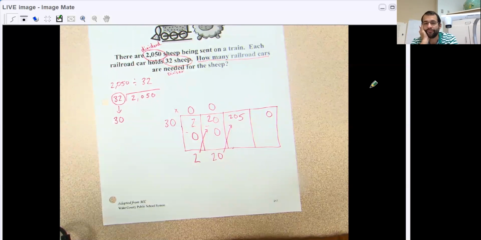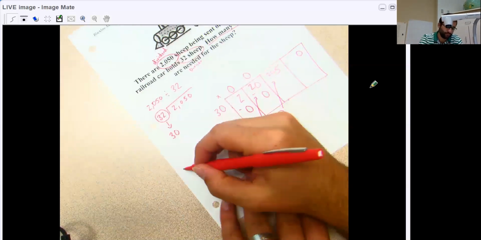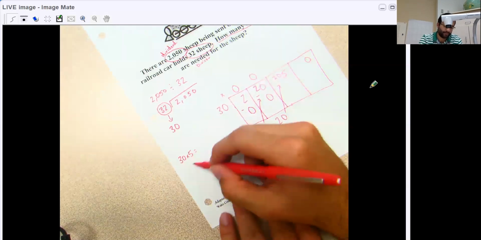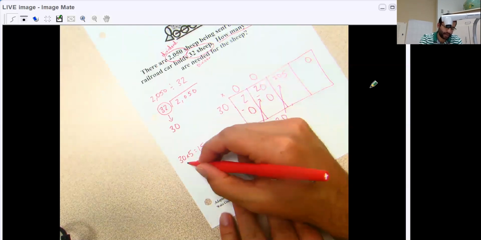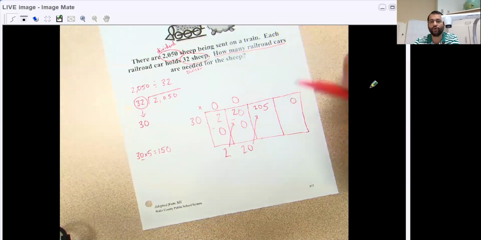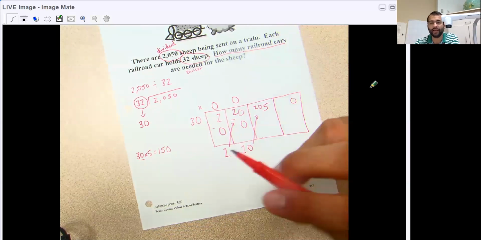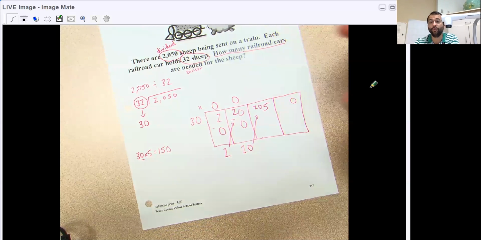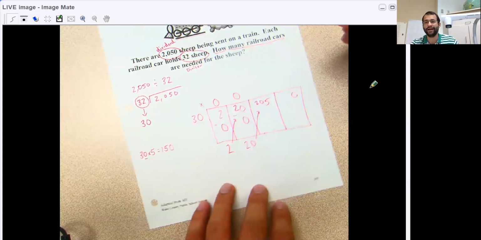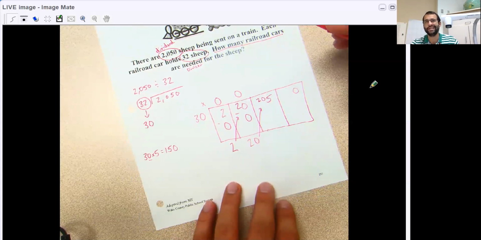Let's try 5. 3 times 5 is 15. I'm going to add a 0. 150. Well, not quite there. Remember, I want to get as close as I can without going over. So if I go over, I know it has to be the number underneath, as long as that number is close. So let's try 7.